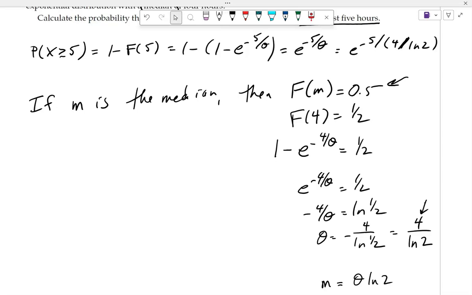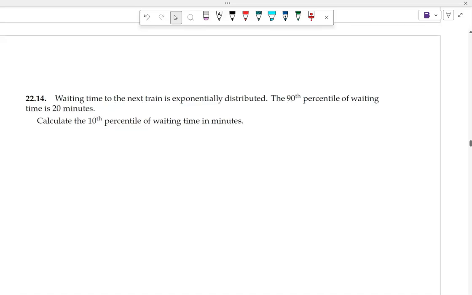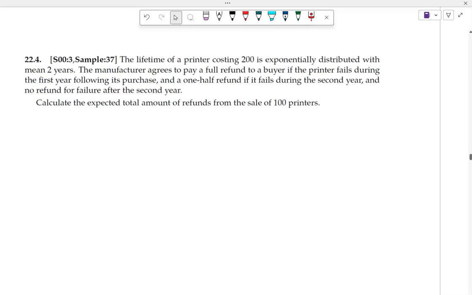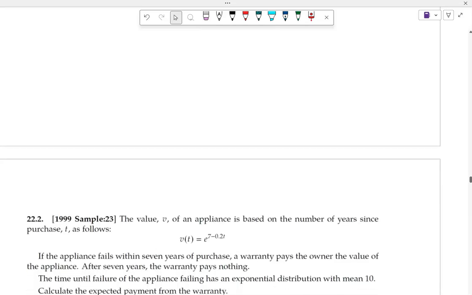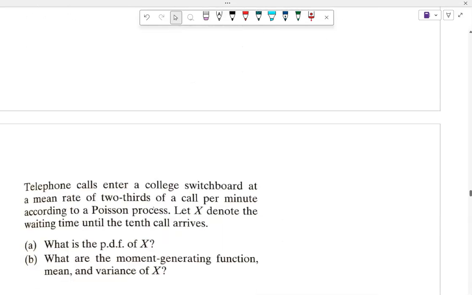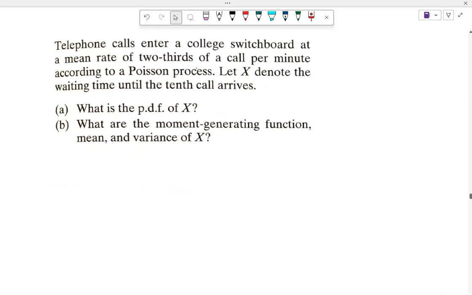All right, so there's a couple other practice ones here. Notice the next one even says something about percentiles, right? Let me go down here real quick. There's a couple other problems here with exponentials. Here we go, one with telephone calls again. Notice that this one, rather than saying x is a waiting time until the first call, says x is a waiting time until the 10th call. A little bit different, right?